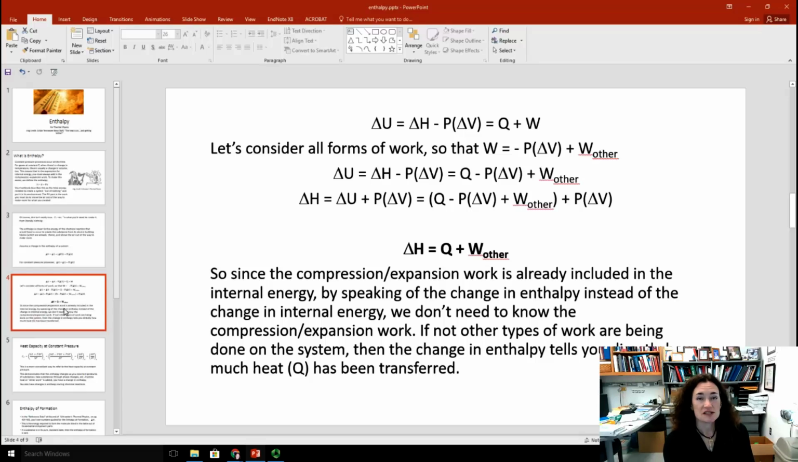So since the compression expansion work is already included in the internal energy, by speaking of the change in the enthalpy instead of a change of internal energy, we don't necessarily need to know or keep track of the compression expansion work. If no other types of work are being done on the system, then the change in the enthalpy will tell you directly how much heat, Q, has been transferred.